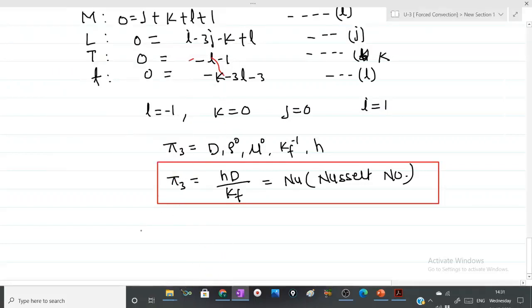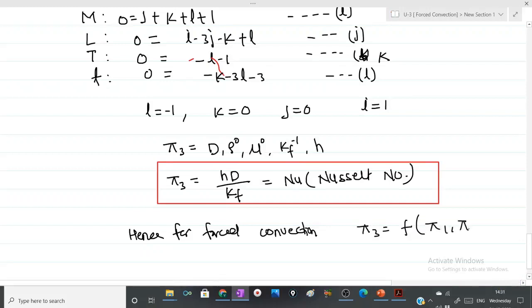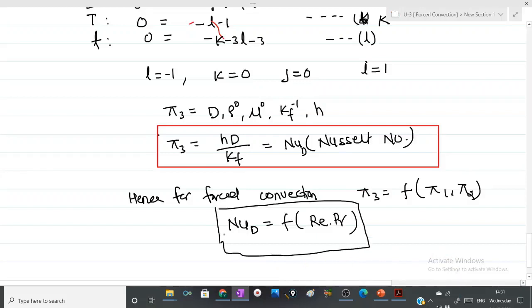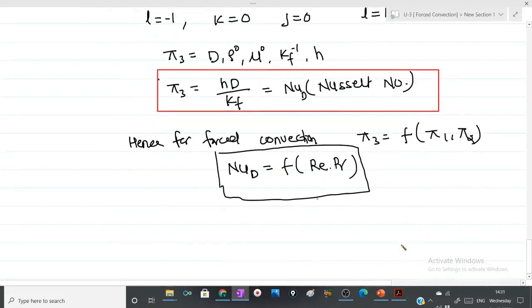So after regrouping, hence for forced convection, from experimentation it is found that pi 3 is a function of term pi 1 and pi 2. So I can write it as Nusselt number based upon diameter is a function of Reynolds number and Prandtl number. So this is the required relationship between all the parameters affecting the forced convection phenomenon.